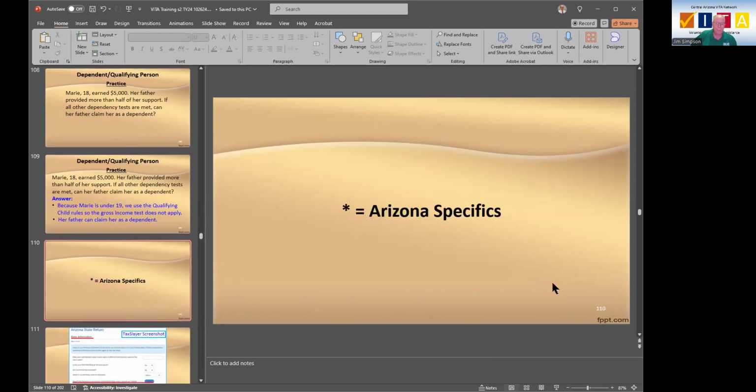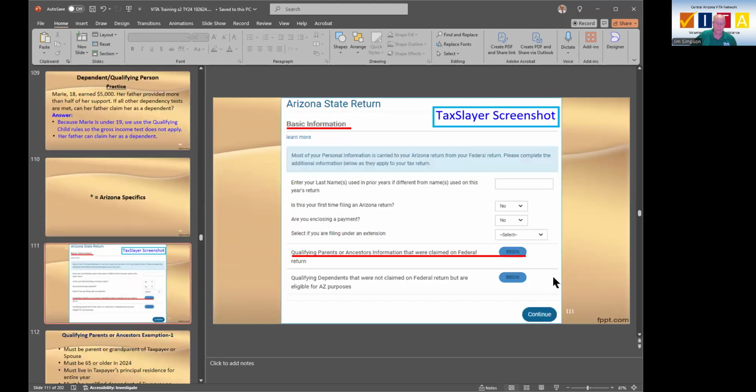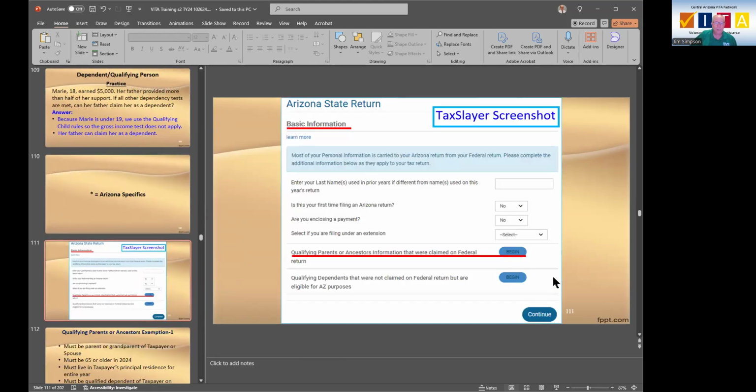Okay. Let's look at a few Arizona specifics about dependents. And I find a lot of professional tax preparers miss some of these things here. Okay. So here is a TaxSlayer screenshot of the basic information of an Arizona return. Now, here's what you want to look for: do they have a parent that lives with them?